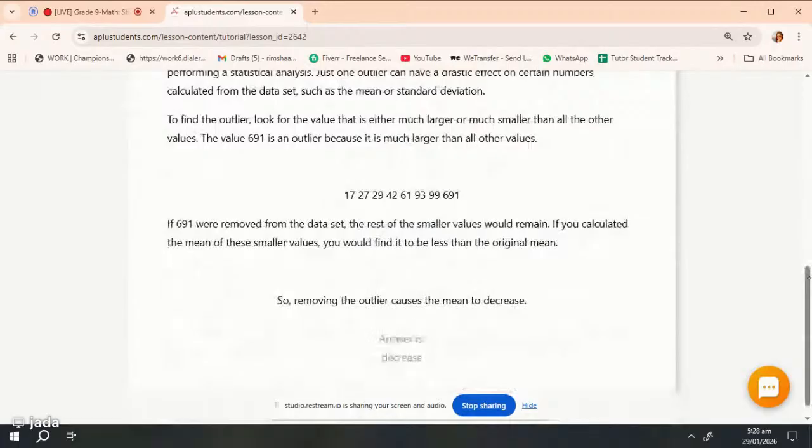We are just going to add all the other values, not adding 691. Okay, only the rest of the values: 17 plus 27 plus 20 plus 42 plus 61 plus 93 plus 99. And then how many are there? It's 1, 2, 3, 4, 5, 6 and 7. First we add and then divide by 7. We check the answer. If this answer is less than the original mean, you can say that it decreases. If it's greater, then you can say that it increases.